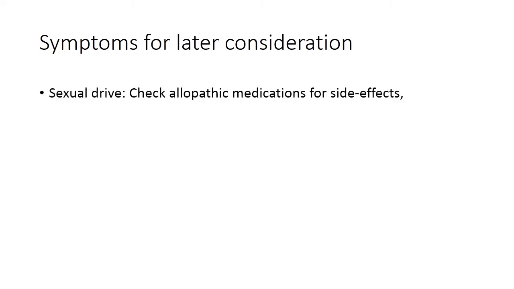Once you have taken into consideration all these symptoms, there are some symptoms which you must take for later consideration and which are of very great importance. Those symptoms, for example, are about the sexual drive. You should check allopathic medications for their side effects. There are so many allopathic medicines that people are taking which can dampen the sexual drive.